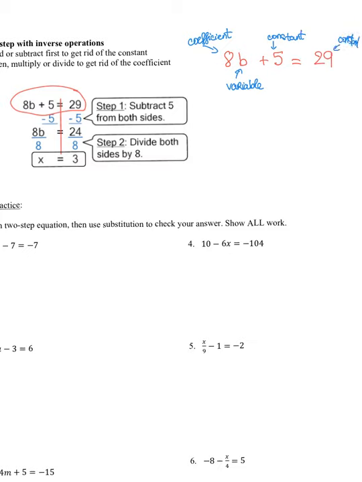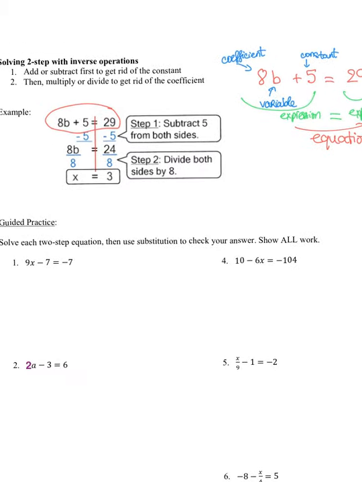It is a number. So 8b plus 5 is called an expression. Also, 29 by itself on the other side is called an expression. So two expressions that are equivalent to each other, I will call an equation. So we're going to learn how to solve this equation.